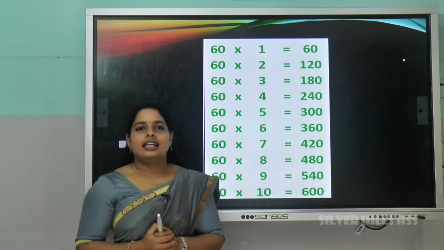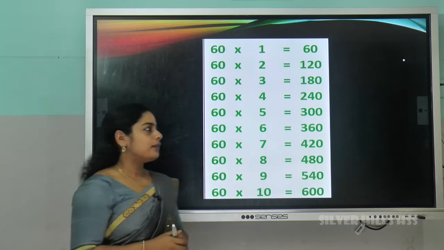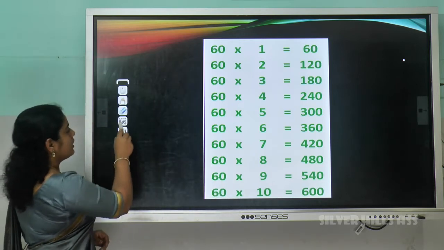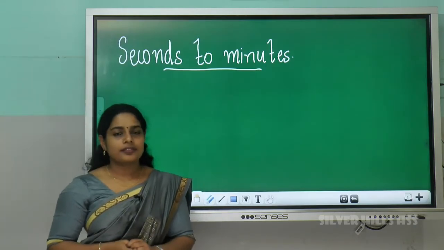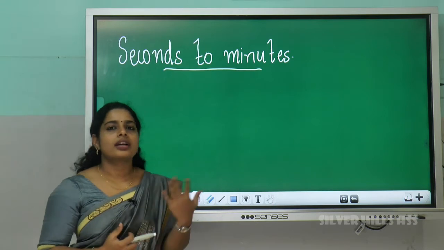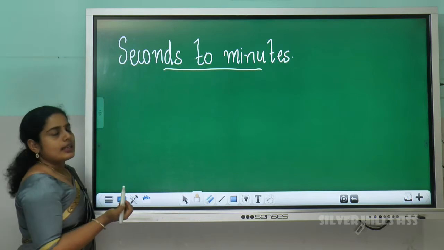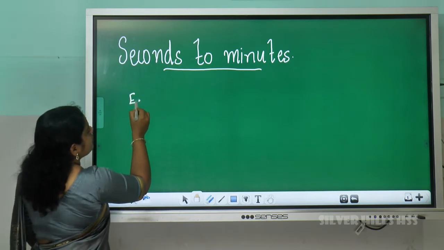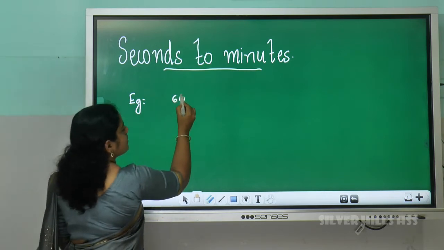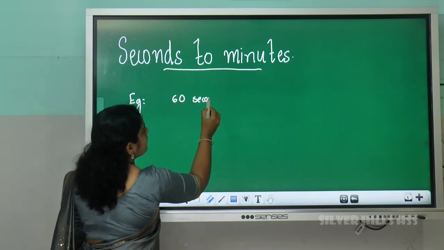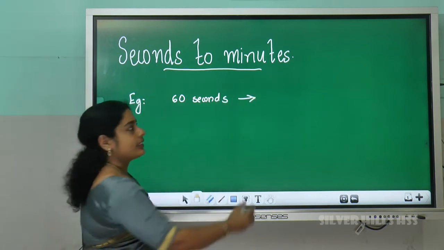So, let us see how we can convert minutes to seconds and seconds to minutes. First, we are going to convert seconds to minutes. That is, if the time is given in seconds, how can we convert it into minutes? Let us take an example. We will start with a small example. We have 60 seconds, and we know that it is 1 minute, isn't it?